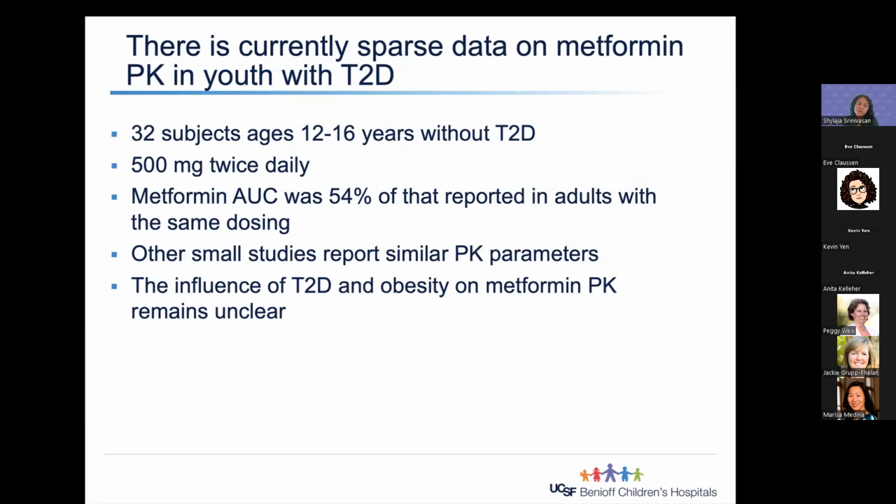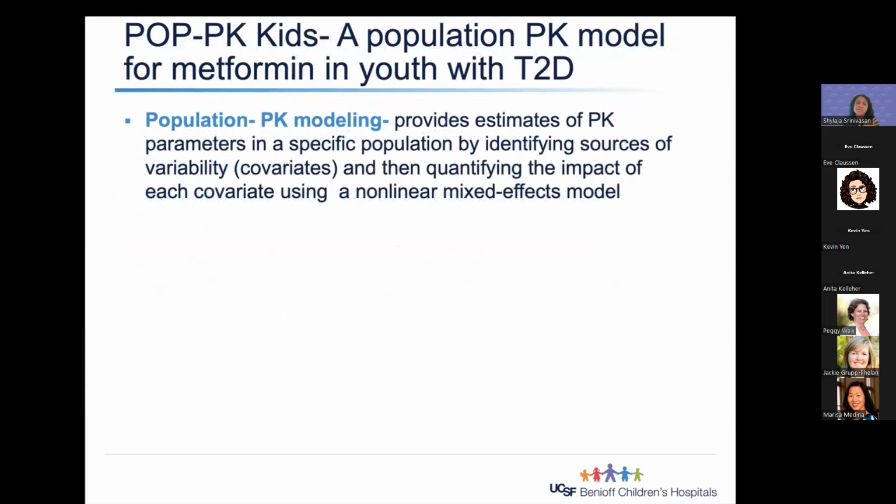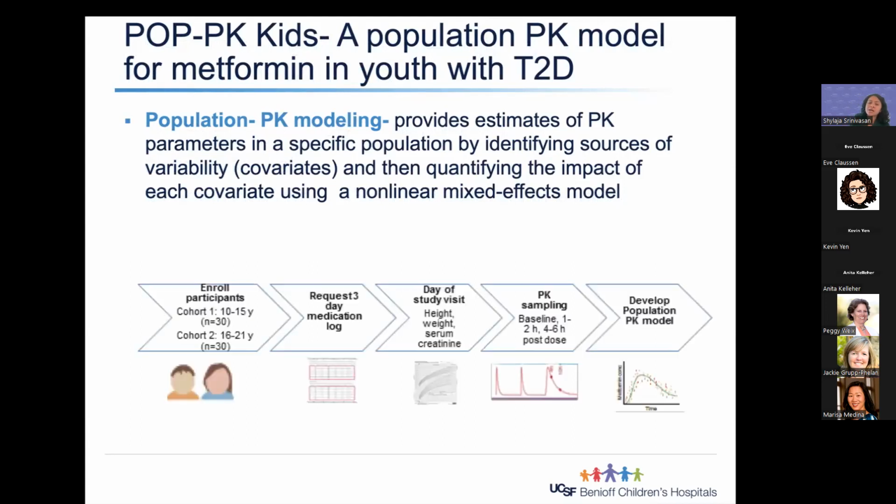So we chose to explore this aspect of metformin pharmacokinetics through a study titled POP-PK Kids. So a population PK model for metformin in youth with type 2 diabetes. Population PK modeling is a method in which you can provide estimates of PK parameters in a specific population by identifying sources of variability or covariates using sparse or limited PK data, and then quantifying the impact of each covariate using a nonlinear mixed effects model.